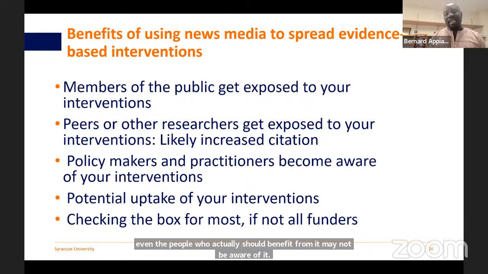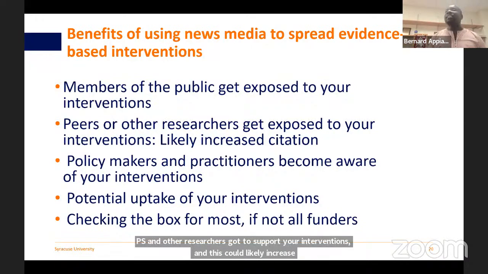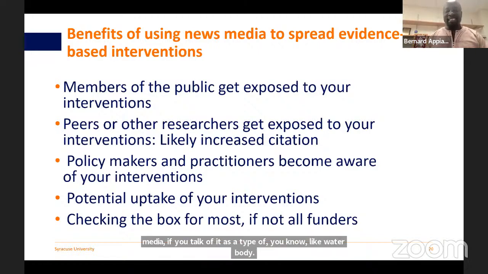Also, peers and other researchers get exposed to your interventions, and this could increase citation. Studies show that articles that get media attention are generally more likely to get higher citations than those that do not. The reason is that the media is like a water body, and there are many fish that will stay in it.